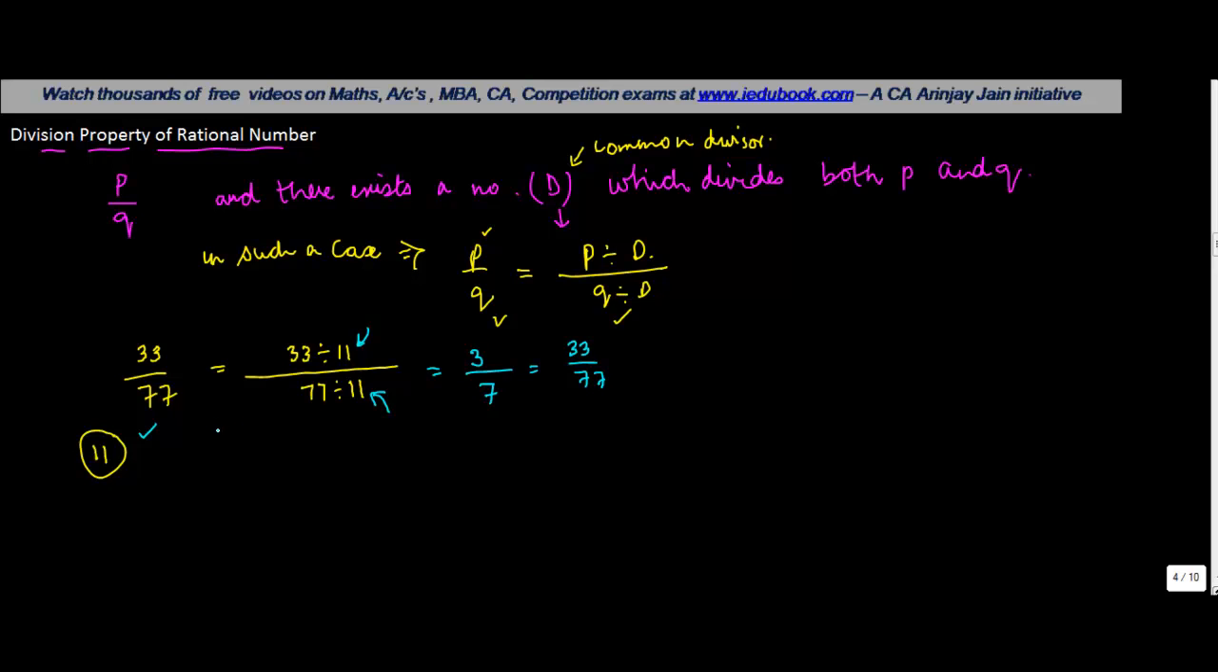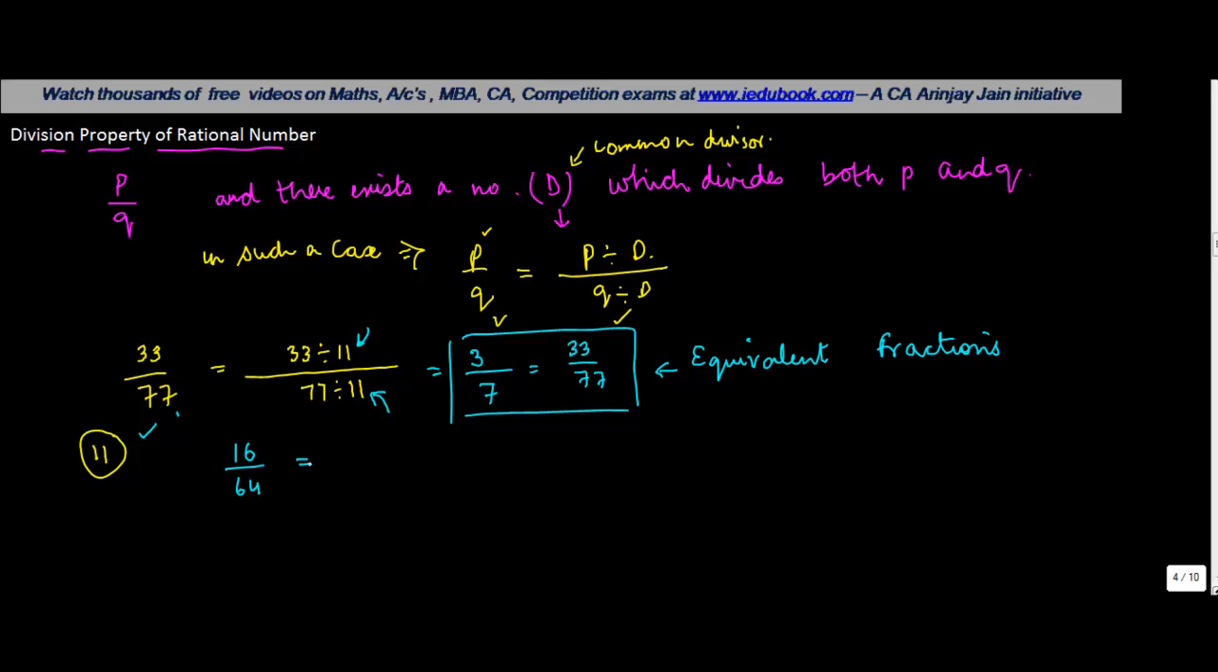Similarly, we can take one more example. Both these fractions basically are also known as equivalent fractions. Okay, let's take another example. Let's say suppose you have 16 upon 64, right?